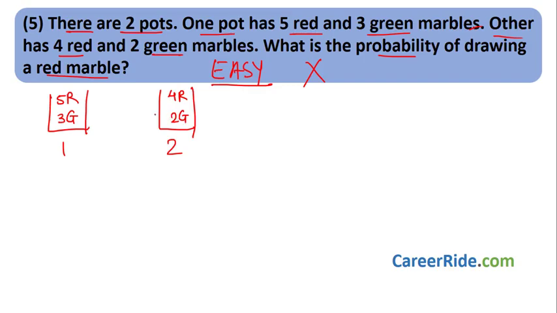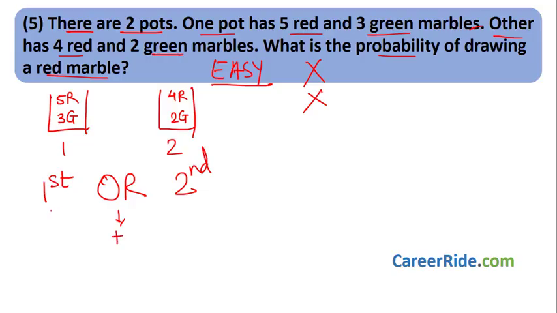What you might do directly is add these marbles and write the probability, which is wrong. First, we do not know from which pot the red marble has been picked. So we can either have the red marble from the first pot, or the red marble from the second pot, right? Or means addition.